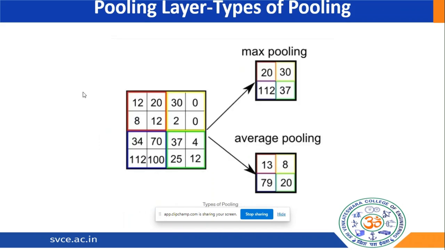Max pooling returns the maximum value from the portion of the image covered by the kernel. On the other hand, average pooling returns the average of all the values from the portion of the image covered by the kernel. Max pooling also performs noise suppression. It discards the noisy activations altogether and also performs denoising along with dimensionality reduction. On the other hand, average pooling simply performs dimensionality reduction as a noise suppressing mechanism.